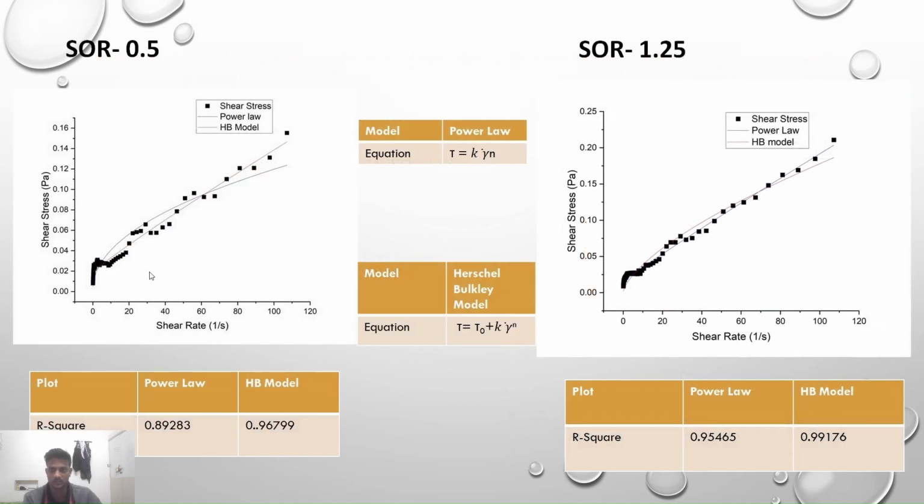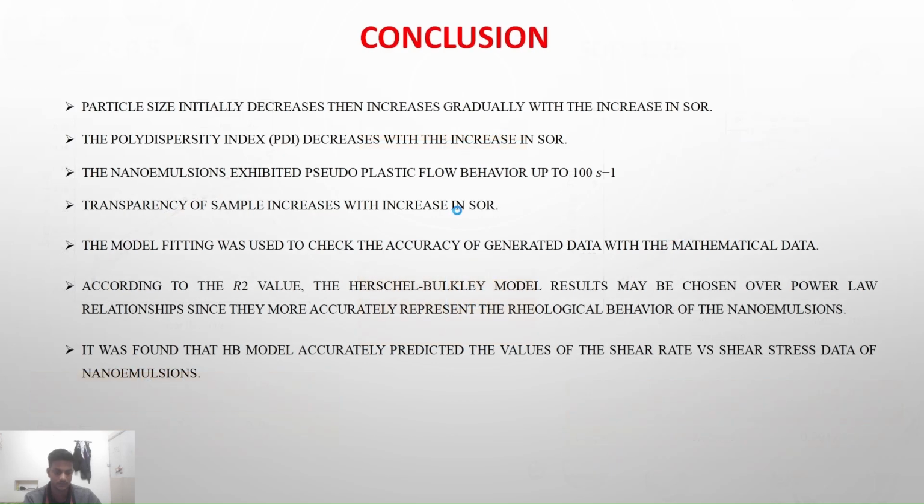This is the representation of the power law model, where tau is equal to K times shear rate to the power gamma, and here is the equation for the Herschel-Bulkley model. After fitting in Origin, we found that the power law had a greater R square value. Sorry, the HB model has a greater R square value. So the HB model fits the data more correctly than the power law.